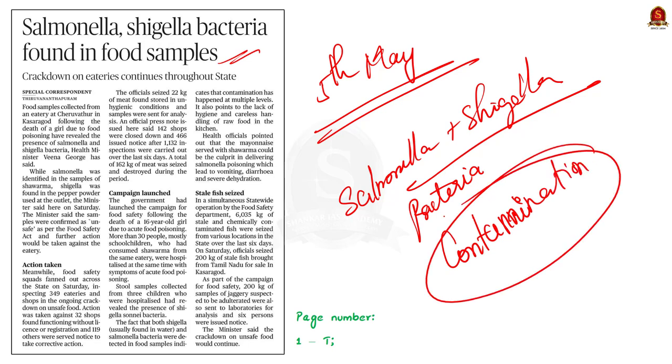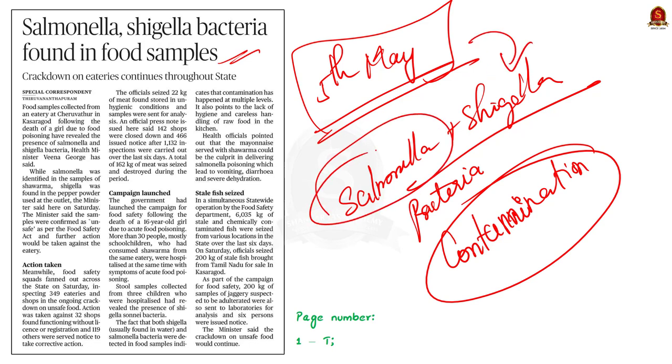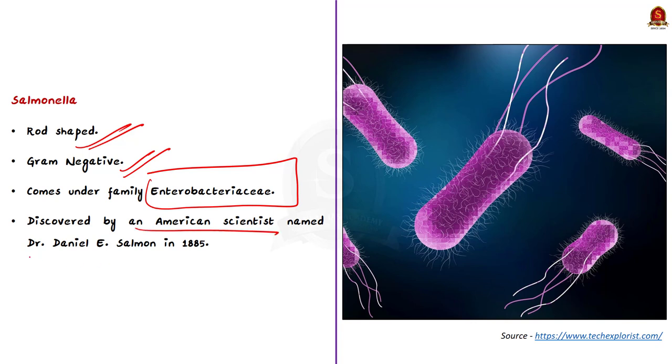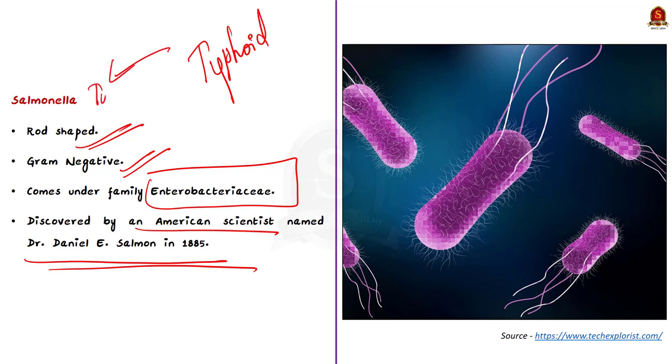See, on our 5th May daily news analysis session, we saw about Shigella bacteria. So today we'll cover Salmonella and Salmonellosis. See, Salmonella are a diverse group of rod-shaped gram-negative bacteria of the family Enterobacteriaceae. They were first discovered by an American scientist named Dr. Daniel E. Salmon in 1885. We all know about the disease typhoid, right? Its causative agent is a type of Salmonella bacteria called Salmonella typhi.